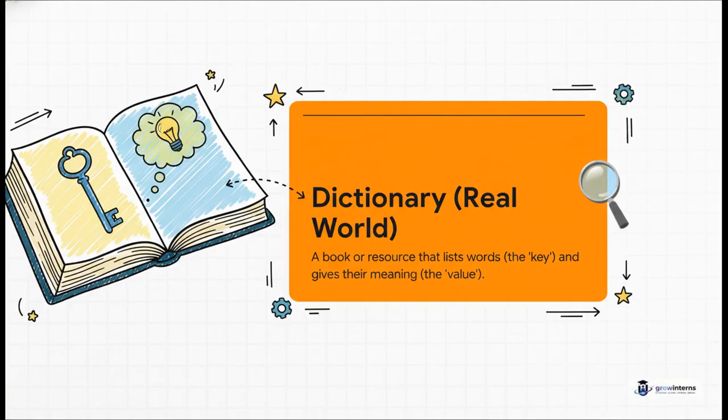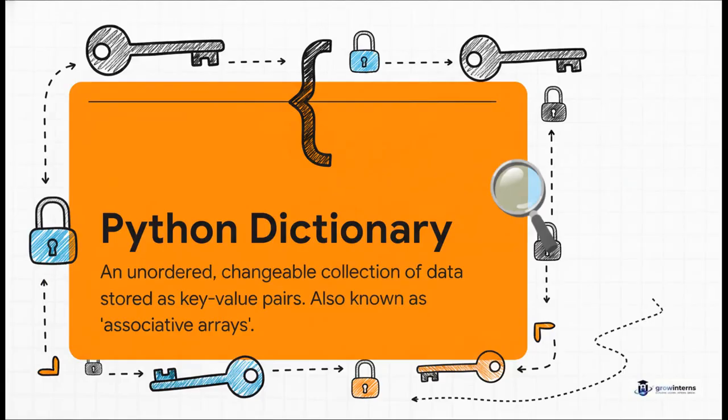Okay, let's start with something we all know, a good old-fashioned dictionary. You look up a word, that's your key, and you get the definition, that's the value. It's a really simple, direct, and powerful way to link two pieces of information. And guess what? A Python dictionary works on the exact same principle. It's just a collection of these key-value pairs that lets you group related information together. So you could have a person's name, their age, and their city all bundled up in one tidy little package.